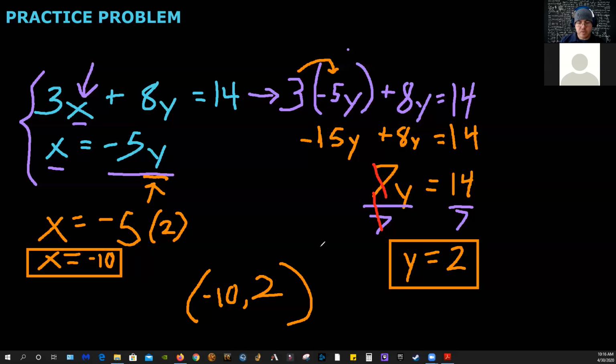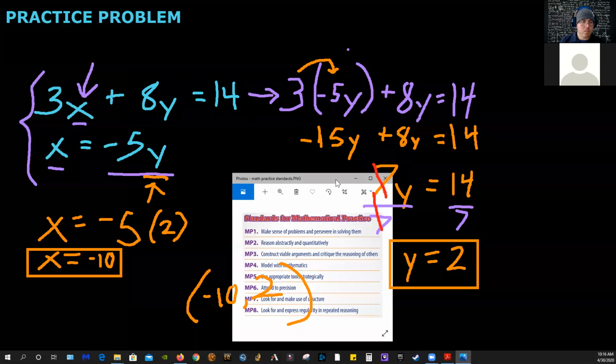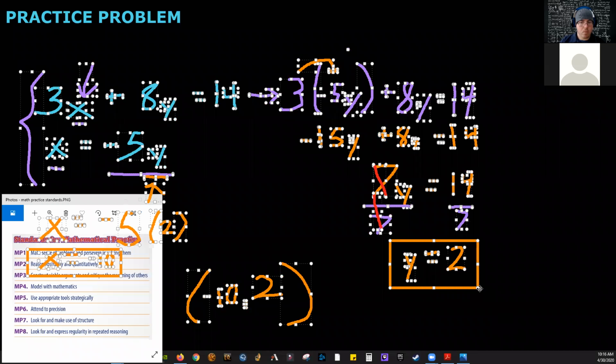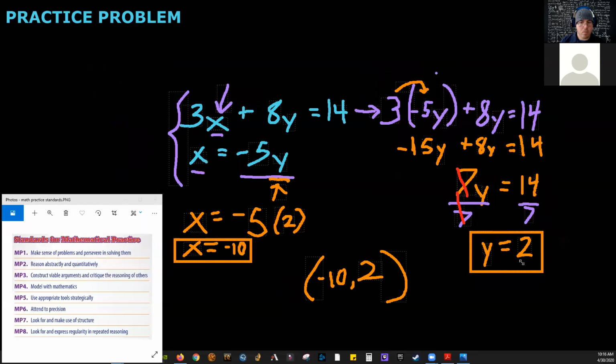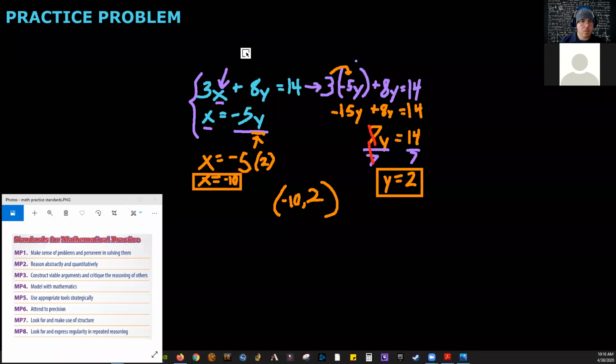Okay. So what are the things we did on that problem? Math practice things, where are you? Let's talk about what we did on that problem. We made sense of the problem and we persevered in solving it. True. I had to use my abstract reasoning when I was canceling stuff out to get y equals 2. True. I was very precise with my numbers.